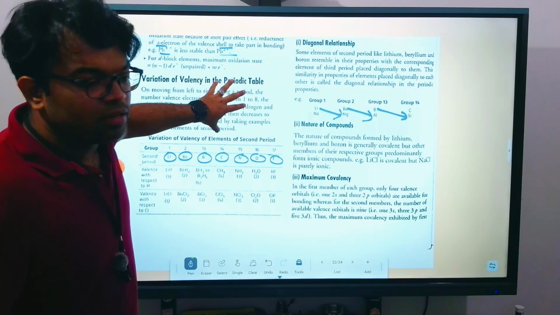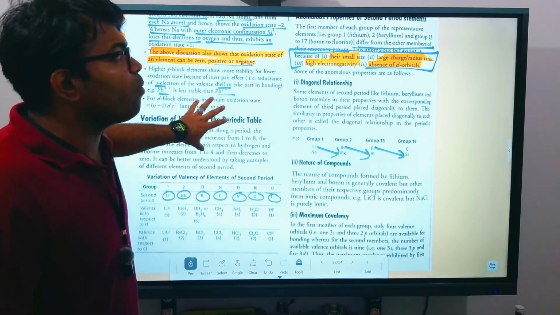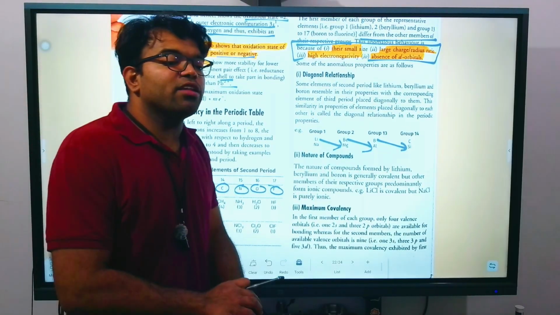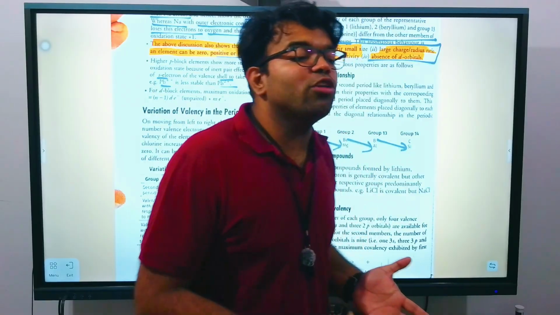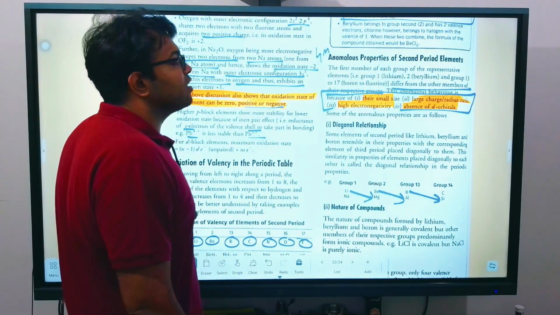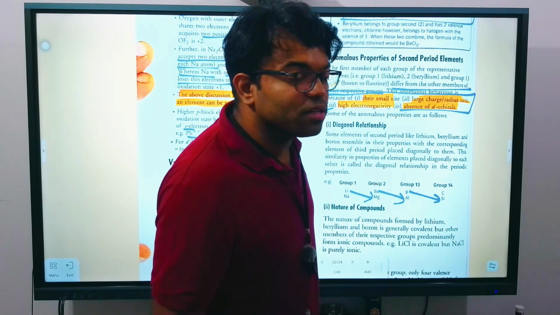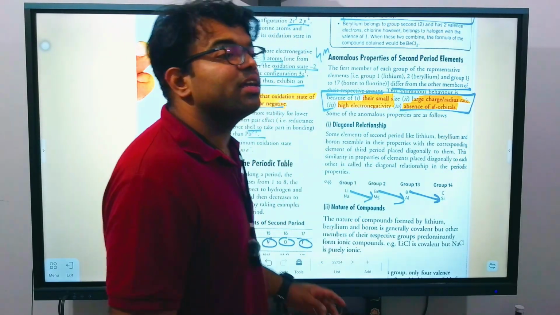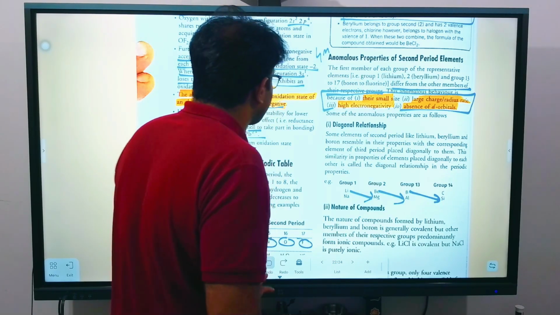Okay, any doubts here? I'm especially asking this because anomalous properties of the second period is a 4 marker. You will have to explain at least 4 to 5 points, and you have to explain it in extreme detail. Okay. Now, what is the reason for this? The reason for this is their small size, large charge to mass ratio, their high electronegativity, and the absence of the d orbital. These are the 3 reasons why they show this anomalous property.